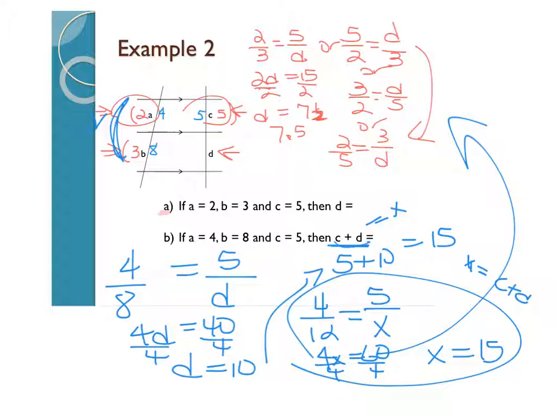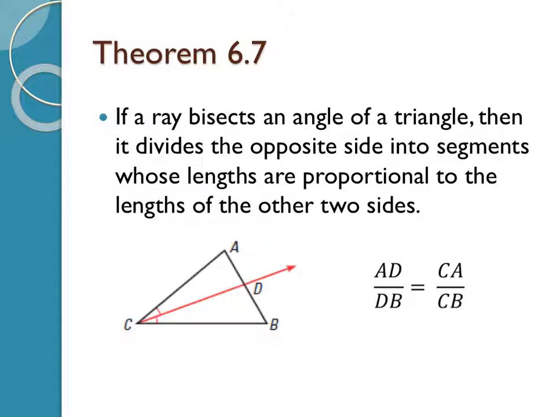One more theorem. Again, for Friday's test, be able to apply these to find the missing values, to find the missing side lengths. Okay, last theorem, theorem 6.7. Again, you don't need to memorize. Know what the theorem is and how to apply it.